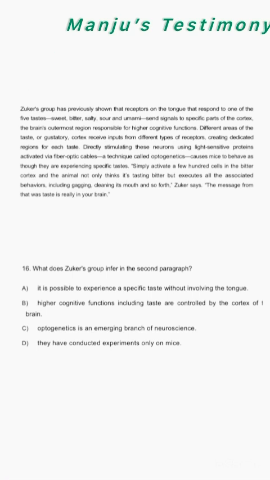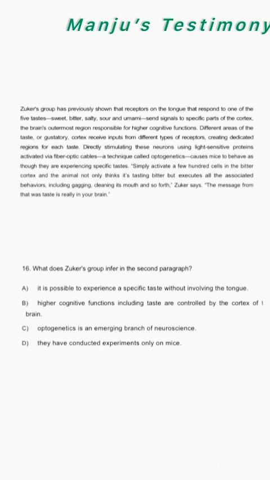From this experiment, Zucker says the message from that is that taste is really in our brain. We can understand the same thing, right? The researchers stimulated the mice's brain with a fiber optic cable without putting anything on the tongue of the mice. By stimulating the cerebral cortex directly, they found that the mice showed all the behaviors of really tasting something bitter. So they could conclude that taste is really in our brain, not from the tongue. It is really happening in our brain.